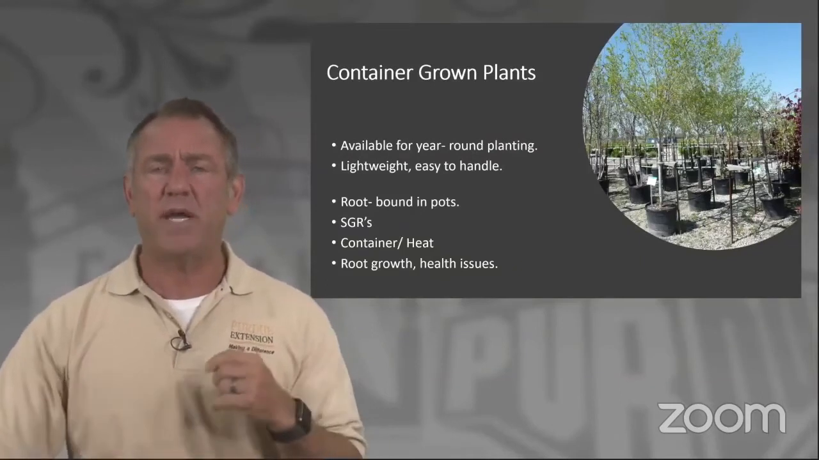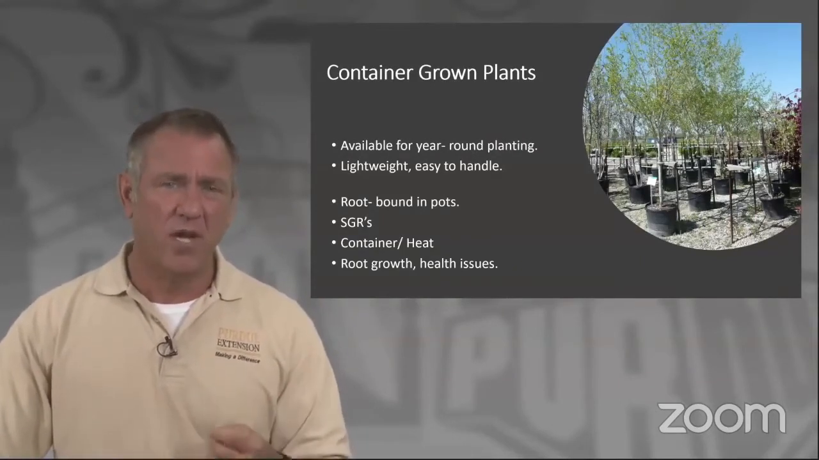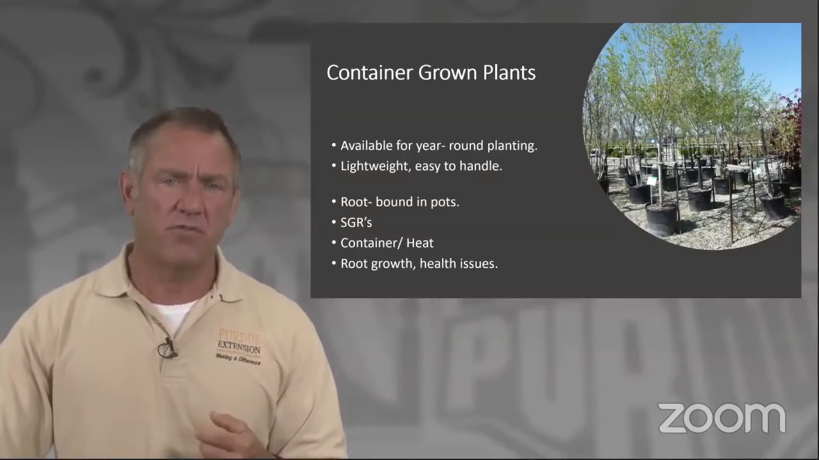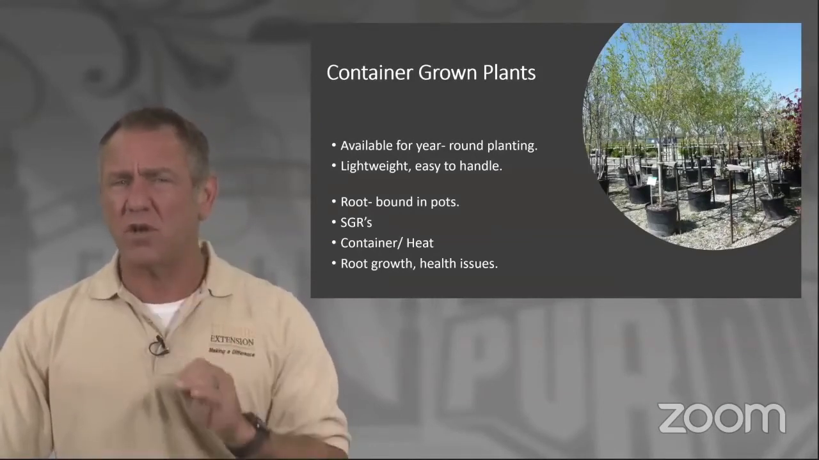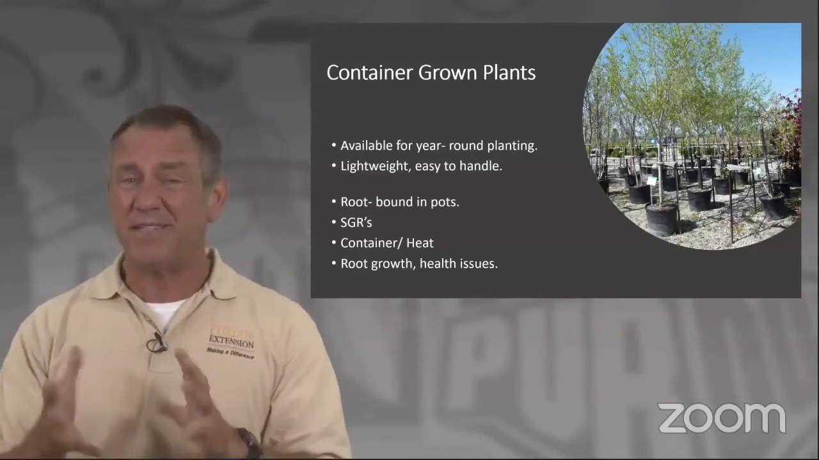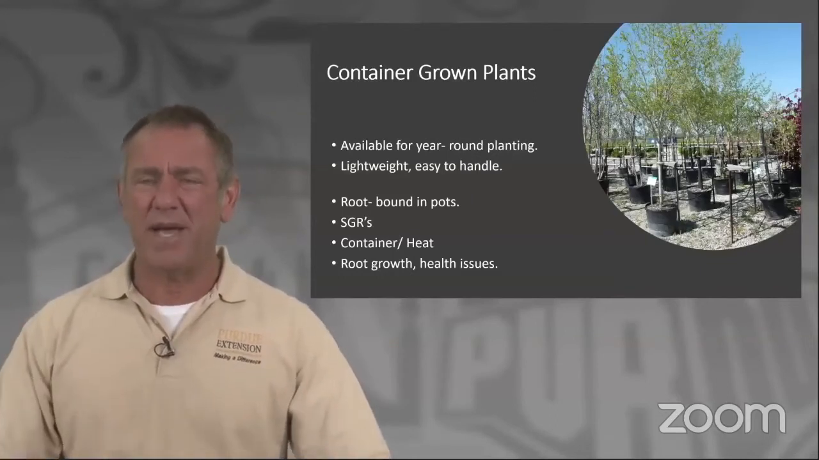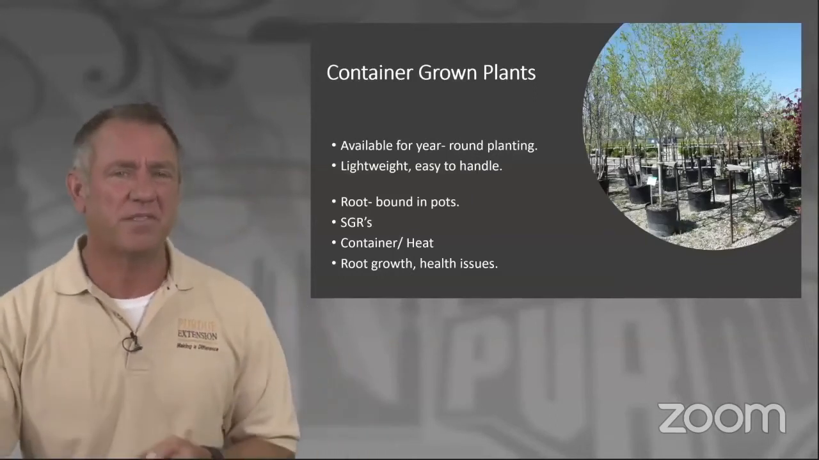And this is what creates a situation called SGRs, as we use the acronym in the industry, which represents stem girdling roots. And those will cause long-term problems that will eventually kill the tree as well, typically in that 10 to 15 year range, if not sooner. And we're going to talk about how to mitigate that issue during the planting process.